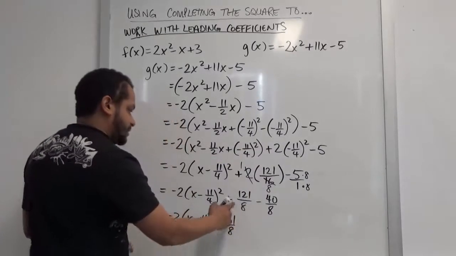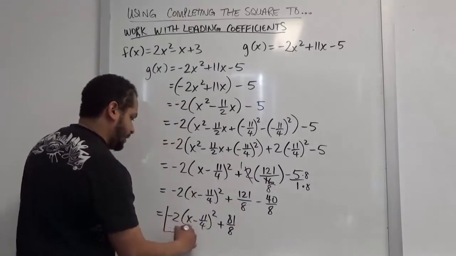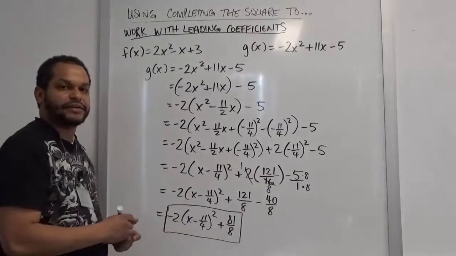Don't forget the signs on yours. This is bigger than this, so we keep this sign. And there we have it. We have the completed square with the leading coefficient.